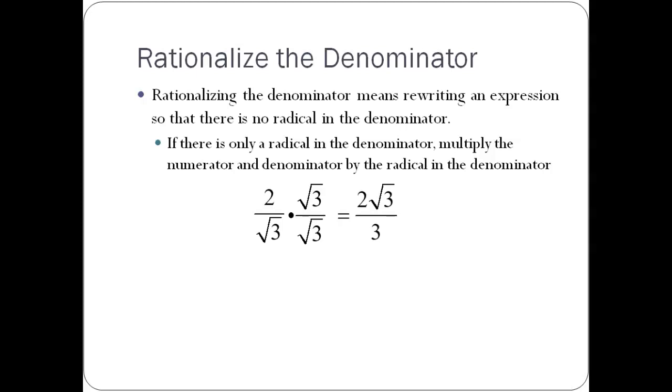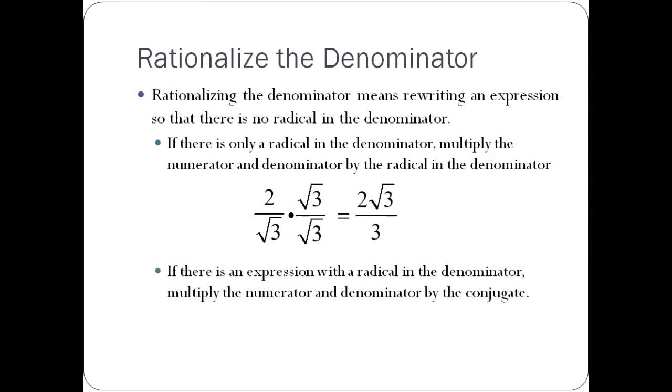Now on the other hand, if in the denominator you have an expression that contains a radical, so there's more than just a radical there, then you're going to multiply the numerator and the denominator by what we call the conjugate. Now what is the conjugate? Well, let me give you an example. So here we have 5 over 1 plus root 3. Now I'm going to multiply both the numerator and the denominator by the conjugate. But what is the conjugate? Well, you're going to take a look at what you have in the denominator there. We have 1 plus root 3.